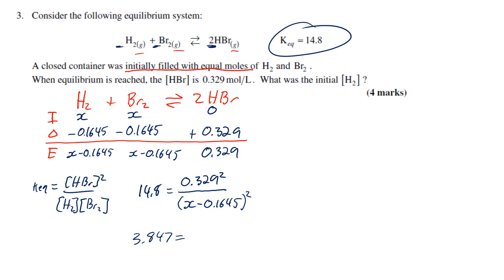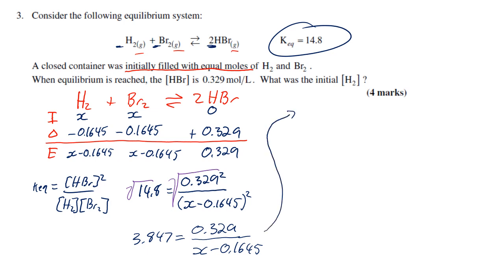And so just to show you what I did, I took the square root of this and I took the square root of that right there. So now this is going to be 0.329. I got rid of the square, because I square rooted it. And that's going to be X minus 0.1645. Again, I got rid of the square because I square rooted it. And now I need to solve for X. So I'm going to multiply both sides by X minus 0.1645.